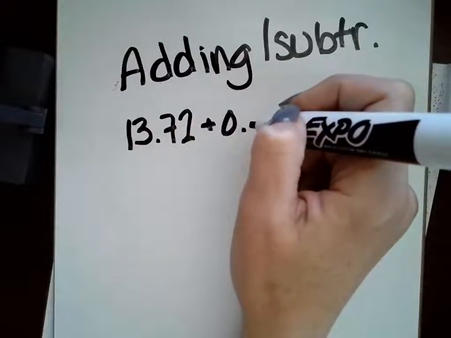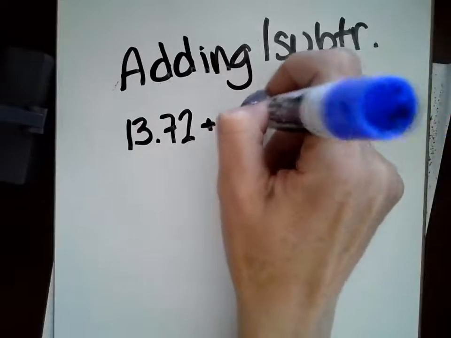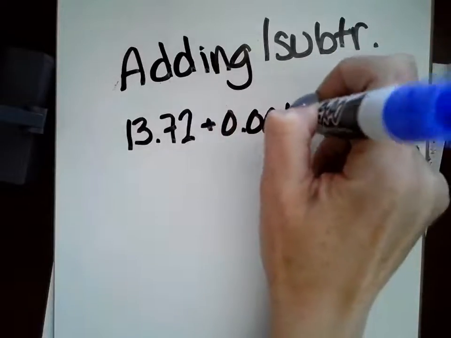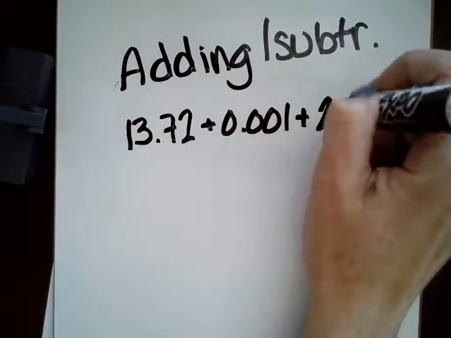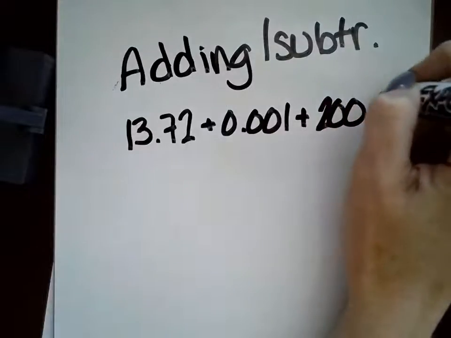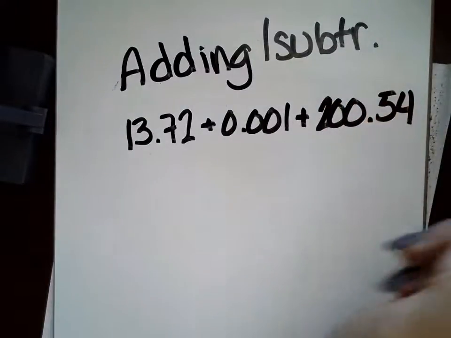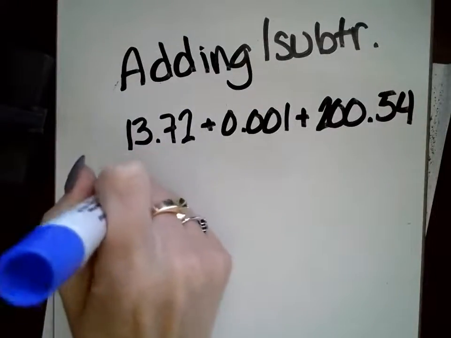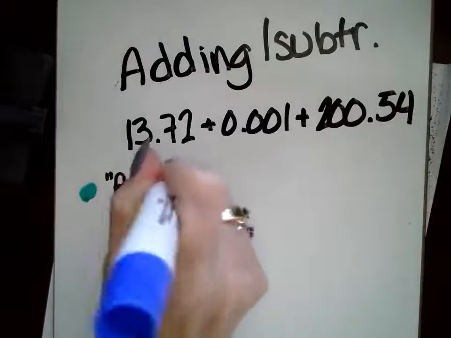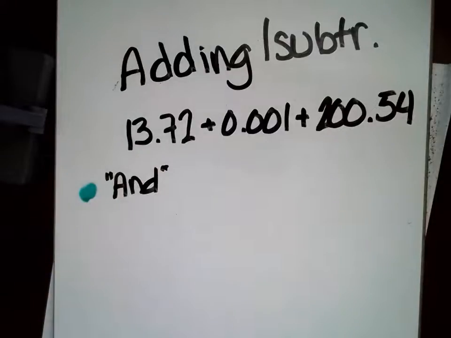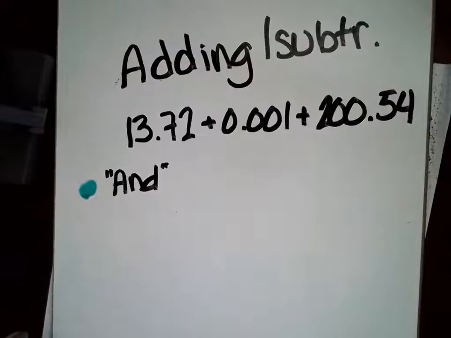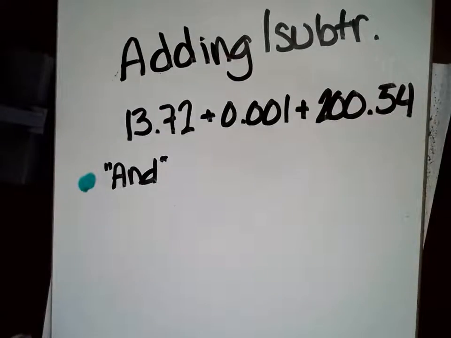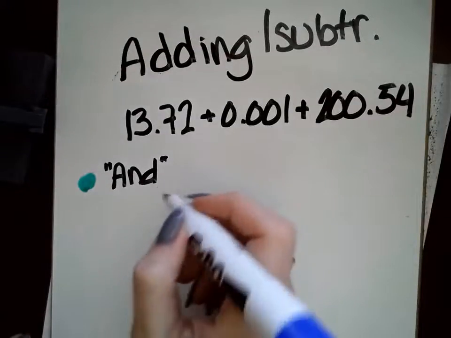So if we have the decimals 13 and 72 hundredths plus 1 thousandth plus 20 and 54 hundredths. Notice each time I do this, when we have the decimal point, that implies the word "and." It tells us that we have a portion of something. So when we're going to add decimals, we need to line the decimal points up.